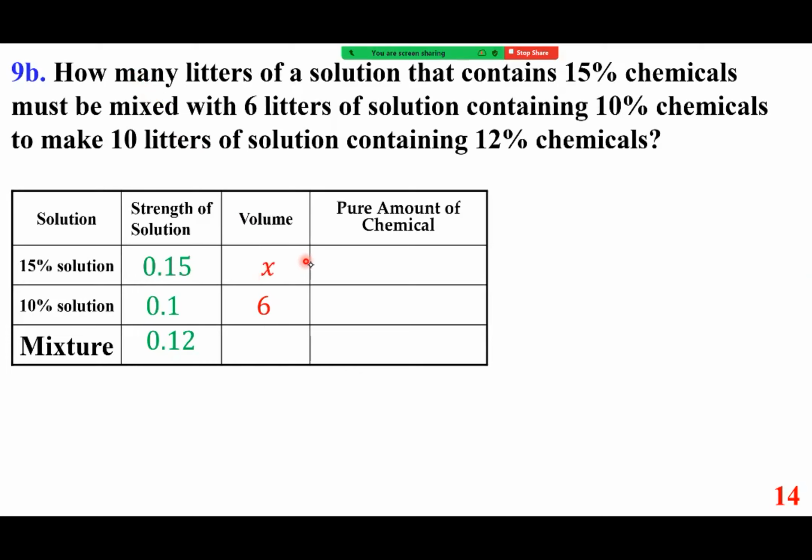When we mix them up, and that's why it's called a mixture problem, because they add up: X plus 6. And the pure amount is the product of these two. 0.15 times X goes here. 0.1 times 6 goes here. 0.12 times (x plus 6) goes to the last. And since we just used one variable, this gives us the equation. Add these two and gives us the last one.